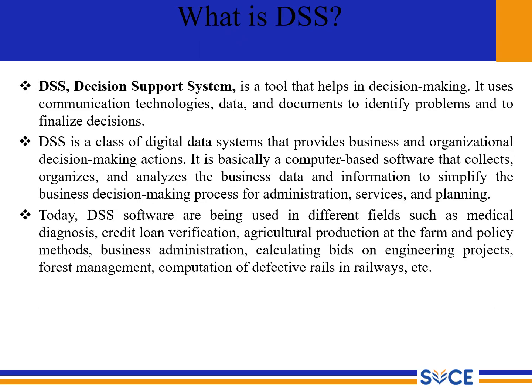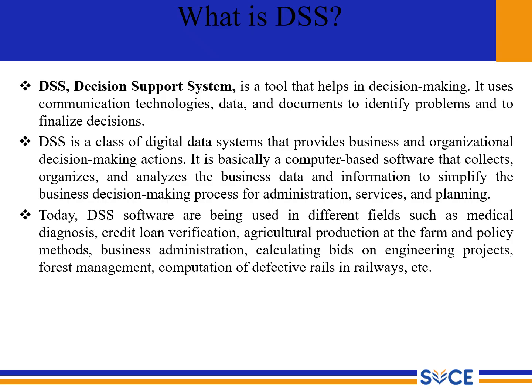Then we're going to see what is meant by DSS. The DSS is a decision support system. It's a tool that helps in decision making. It uses communication technology, data, and documents to identify problems and to finalize the decision. DSS is a classical digital data system that supports business and organizational decision making. It is basically computer software that collects, organizes, and analyzes the business data and information to simplify the business decision making process for administration services and planning.